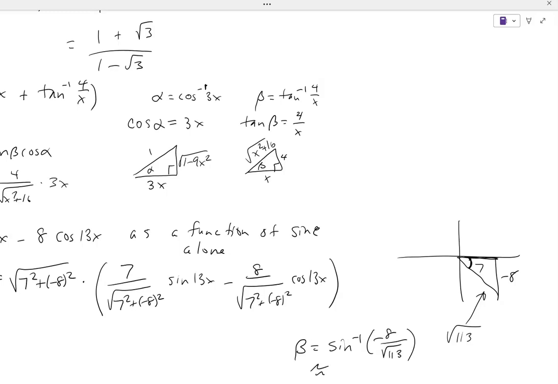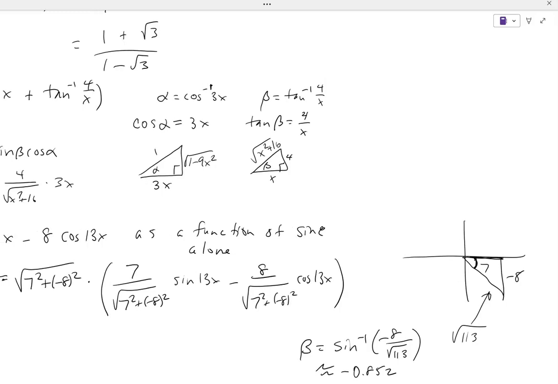That's a calculator active thing. Make sure it's in radians. What do you get when you do inverse sine of -8 over square root of 113? It'll be negative, that I can tell you. -0.852. Okay.